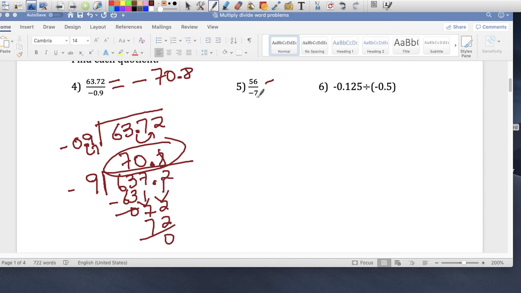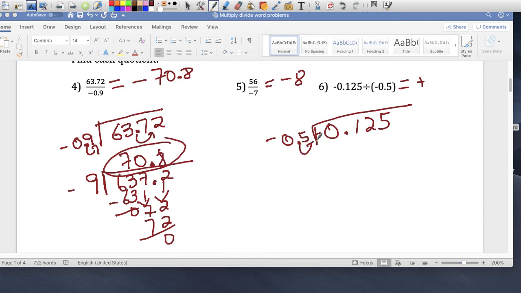This one is easy. It's a positive divided by a negative, so it's going to be negative, and 56 divided by 7 is negative 8. This one, likewise, the same thing, 0.125 divided by negative 0.5. They're both negative, so a negative divided by a negative is going to be a positive answer. My pen is really bad. Now 0.5, we move the decimal 1 over, it's going to be 5. Over here, we're going to move the decimal 1 over, it's going to be 1.25.